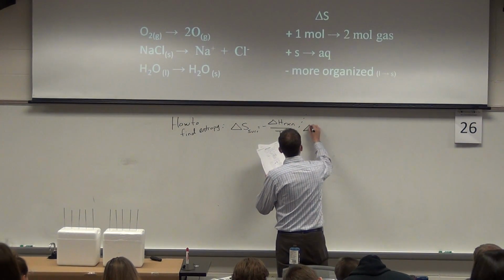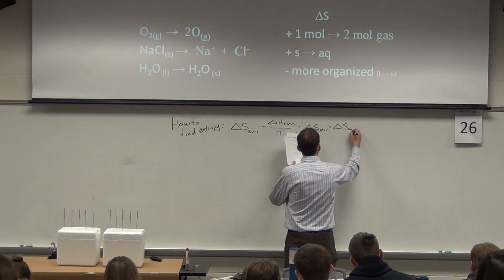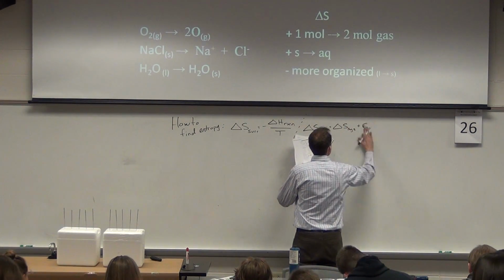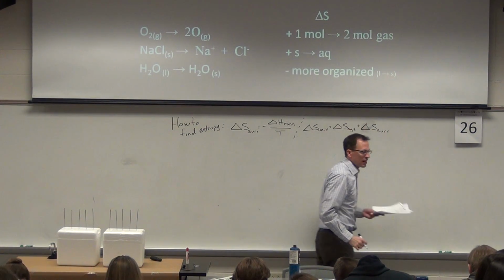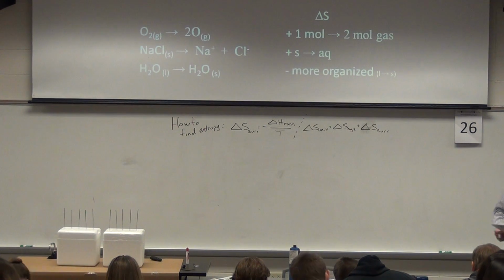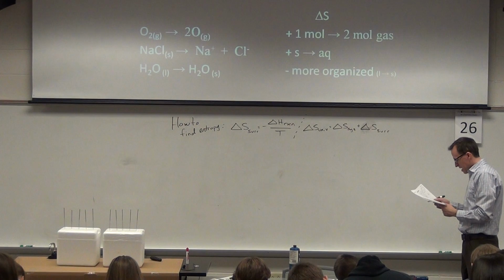So when it's all said and done, sometimes it's just about this. Your total entropy is how much disorder the system has and how much disorder the surroundings have.